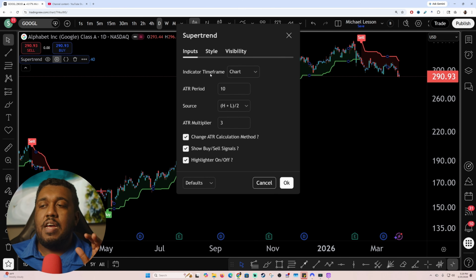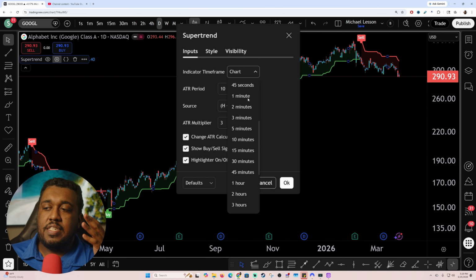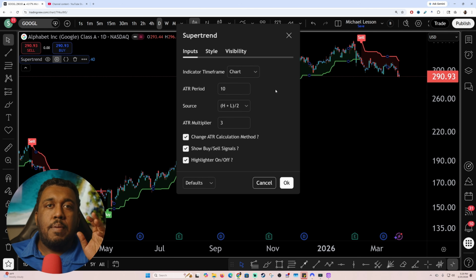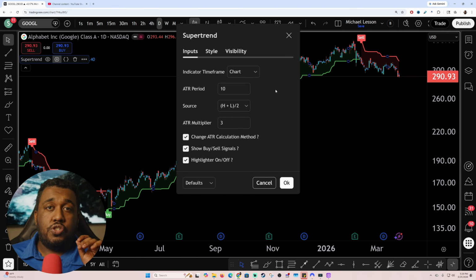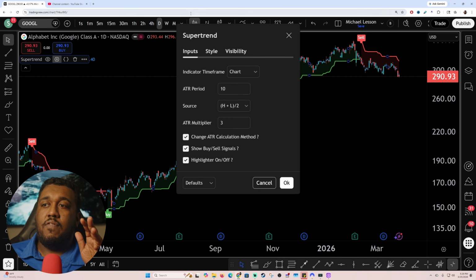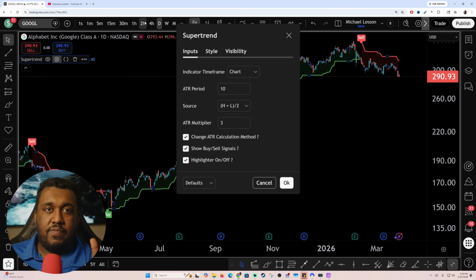So right now we're looking at the indicator time frame right here. You guys can see I can change this up a lot. By default, this is always going to be set to chart when you open up this indicator, which means the indicator is looking at whatever time frame you're currently trading. It's using the information out of whatever system you guys have up here, basically.